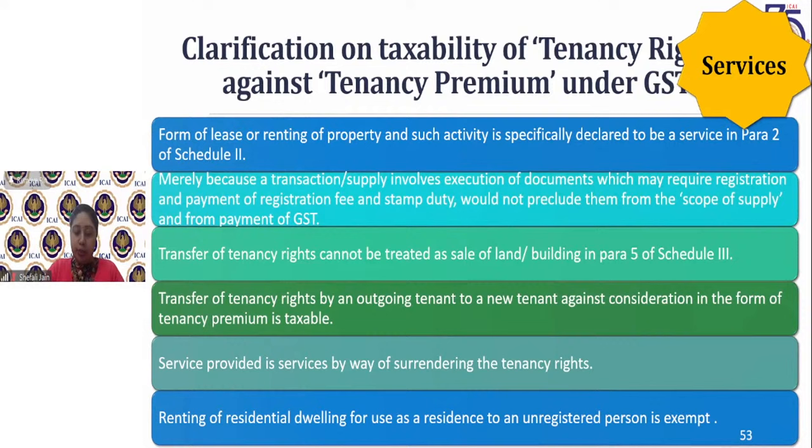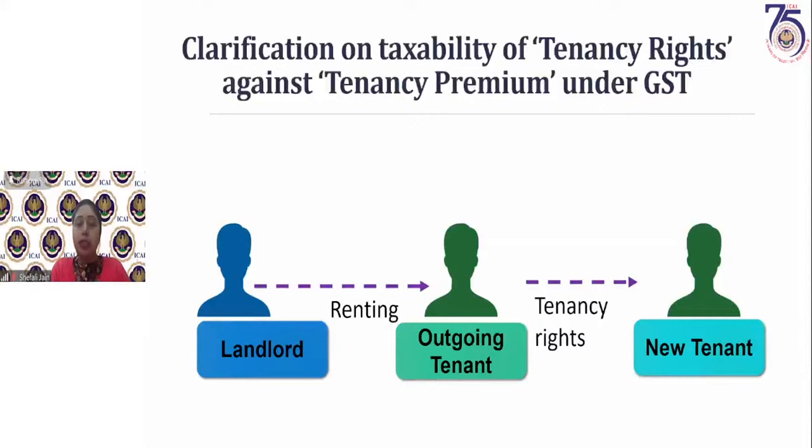So suppose Mr. A is the landlord and he has given his property on rent to Mr. B. Now Mr. B has got the tenancy rights. This is usually a system which works in many states, that they give a lump sum amount at the beginning of the tenancy period. And the landlord gives the property, the house or whatever building it is, to the tenant on rent. And then the tenant sometimes again transfers the rights to a new tenant. This is called the outgoing tenant, who is transferring the right to the new tenant. He transfers these tenancy rights to the new tenant under an agreement.